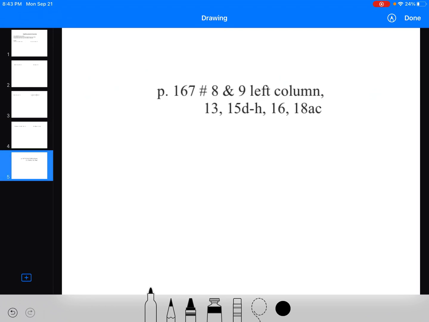The questions for this are on page 167. You're doing 8 and 9, just the left column. And then 13, 15, D, E, F, G, H, 16, and 18, A and C.